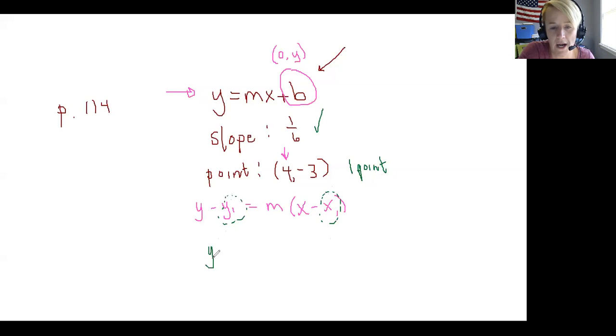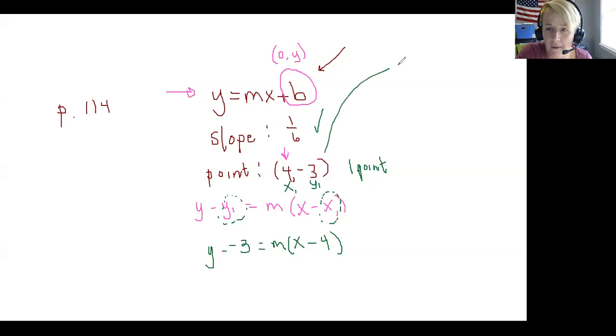Okay, fine. So y minus, here's y sub 1. So y minus a negative 3 equals m, I'm not going to do it yet. I'm not going to put it in yet because I want to explain, times x minus x sub 1, which there it is, my 4. And hopefully you didn't have any problem realizing that 4 and negative 3, that this is my x and this is my y, because this is how we always do it. And I put the little 1 here because it's the only point they gave us.